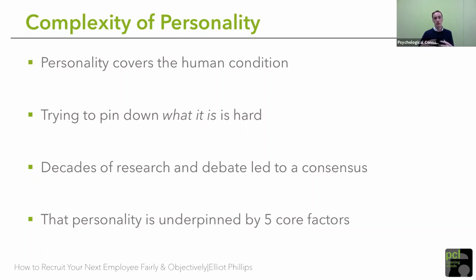What this has led to is a relative consensus. It's not complete consensus. There's always a bone to pick somewhere in academia, but relative consensus that personality is underpinned by 5 core factors, 5 main pillars that seem to uphold what we consider personality to be.